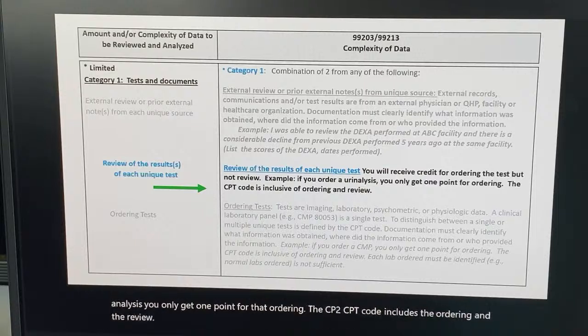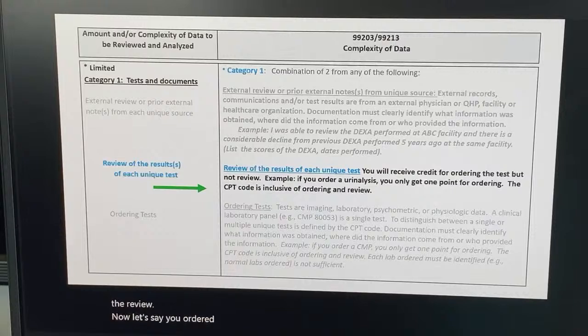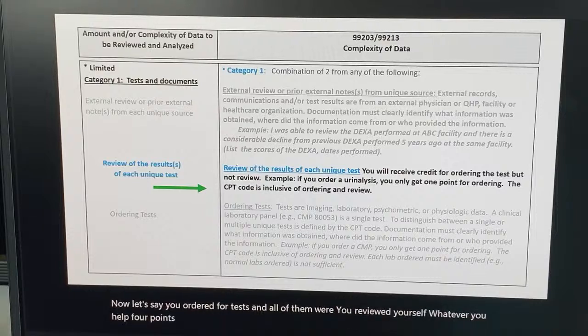Okay? Now, let's say you ordered 4 tests, and all of them you reviewed yourself or whatever. You count 4 points there, not just 1, but 4. If you ordered them and you reviewed it.